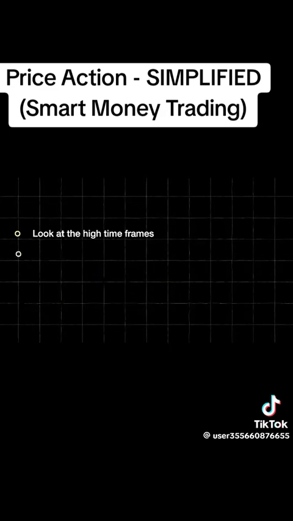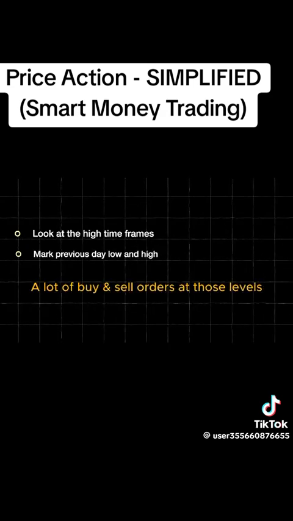The second step is to mark the previous day low and high, because many unfilled buy and sell orders sit there. Therefore, they are zones with the most liquidity and a higher chance of increased momentum and volume, making the main direction clearer.